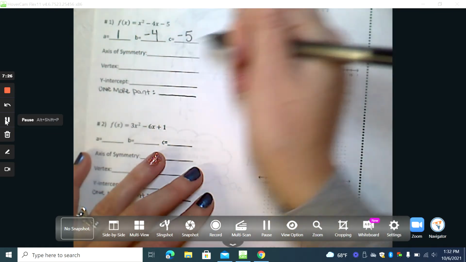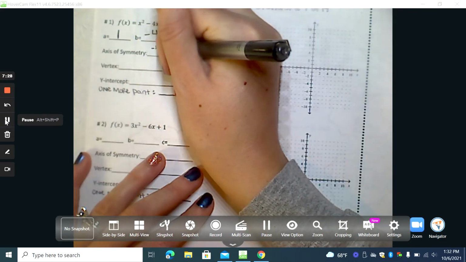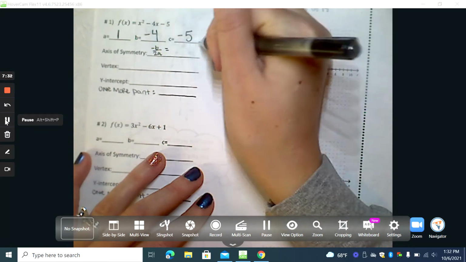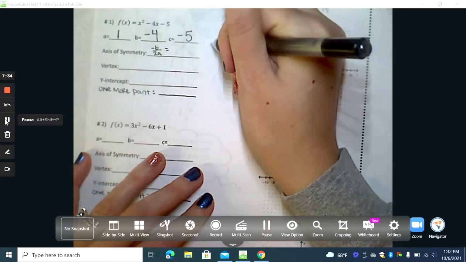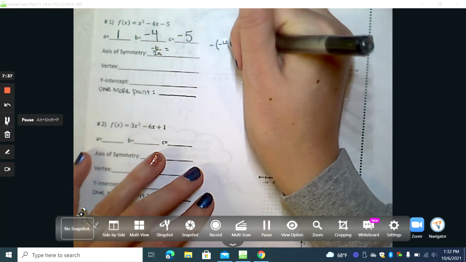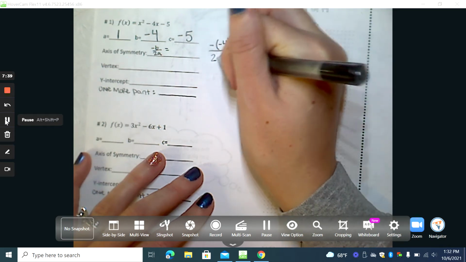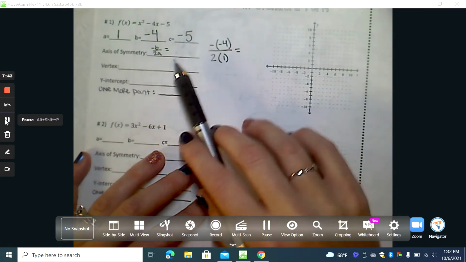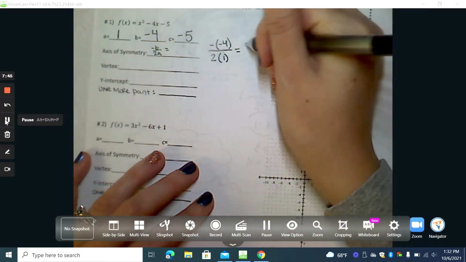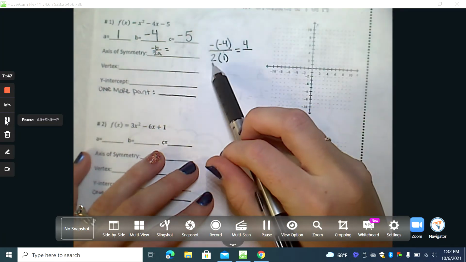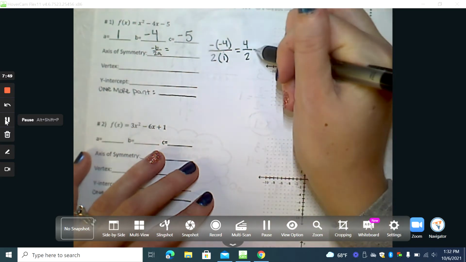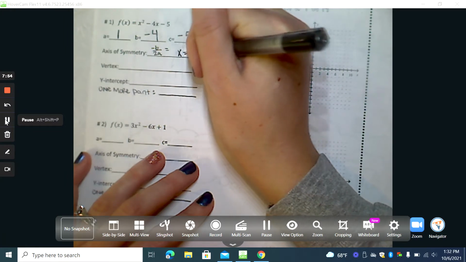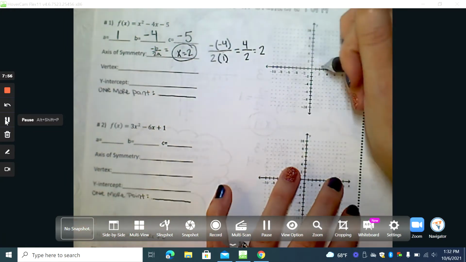My axis of symmetry, remember, is -b over 2a. So I'm going to write this off the side: -4 over 2 times 1. And don't forget that negative in front. -b, which becomes +4, over 2 times 1, which is 2. So my axis of symmetry is x equals 2. And let's go ahead and graph that.